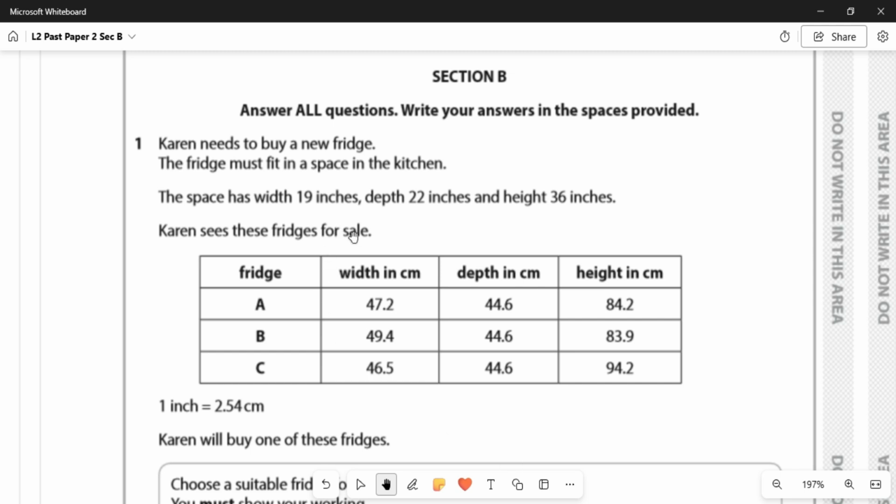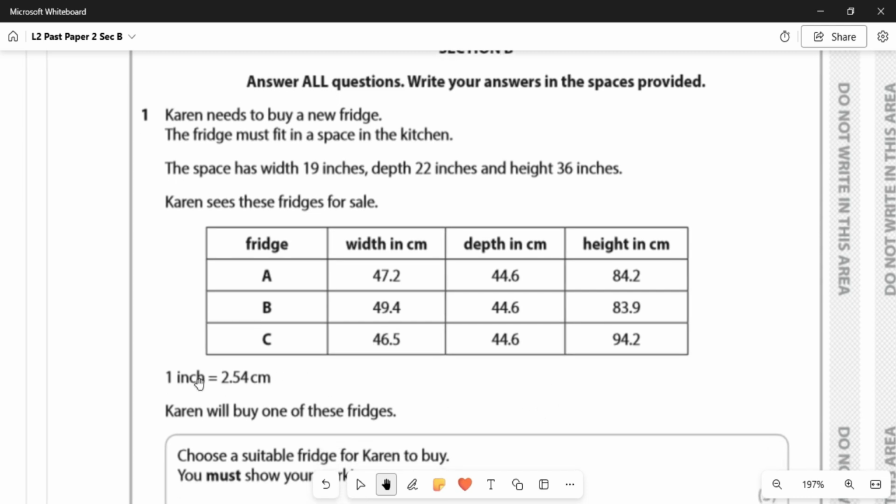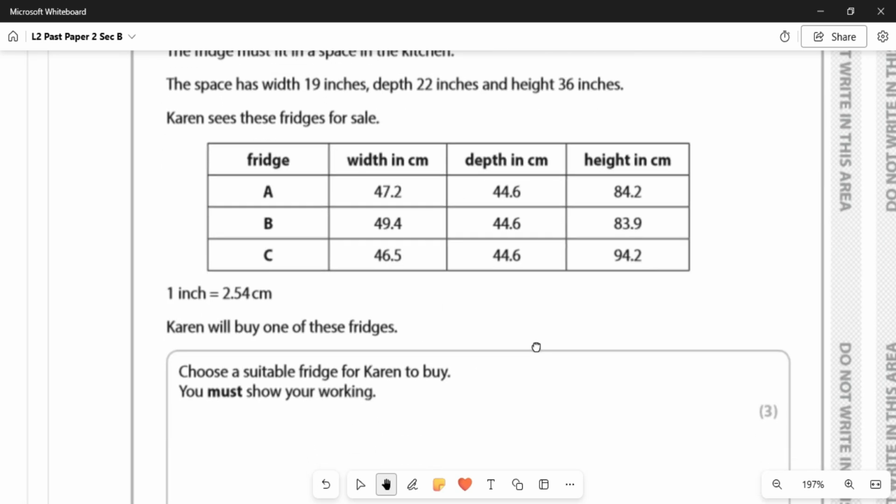Karen sees these fridges for sale. So you've got fridge A, B, and C. Ooh, notice these are in centimeters. We're told that 1 inch equals 2.54 centimeters. Karen will buy one of these fridges. Choose a suitable fridge for Karen to buy. You must show your working. And it's worth 3 marks.